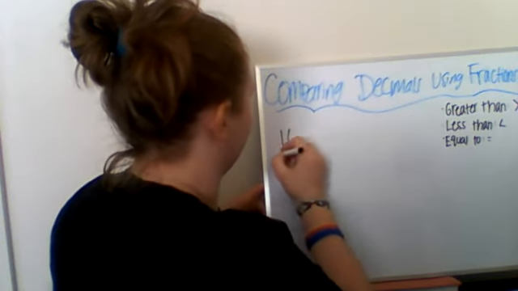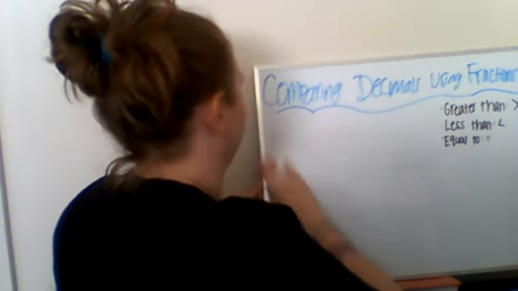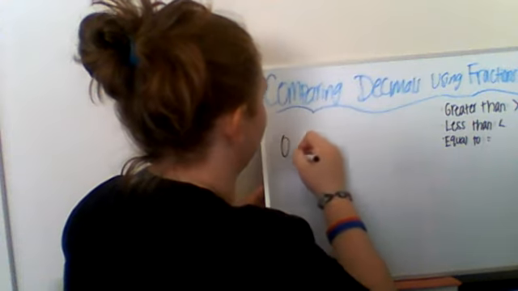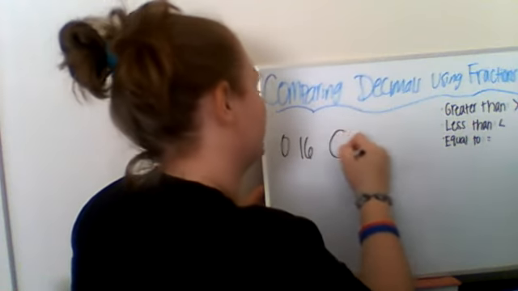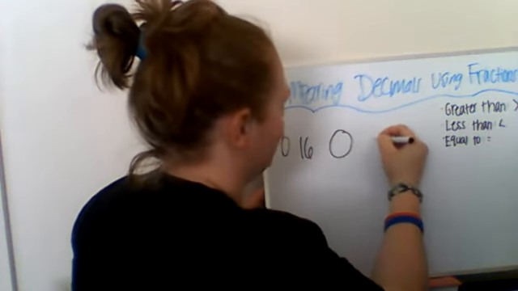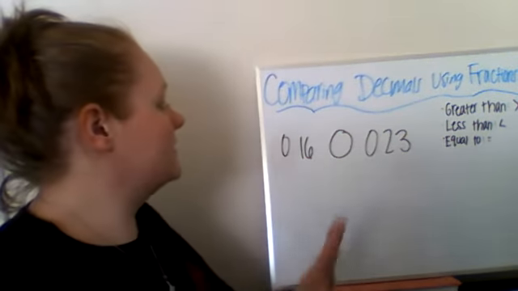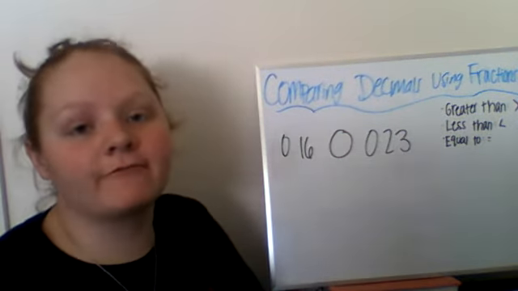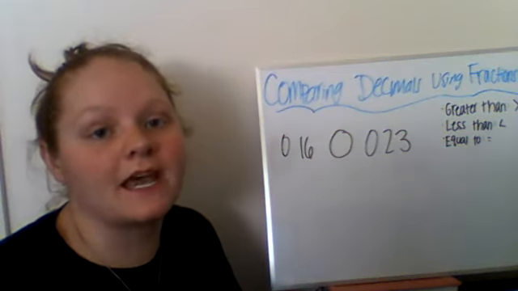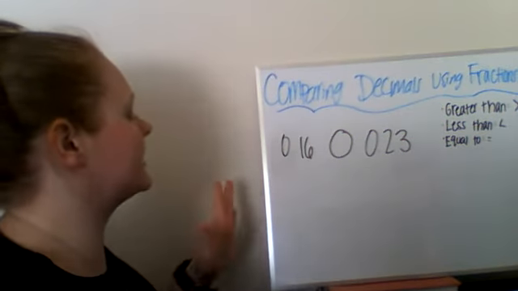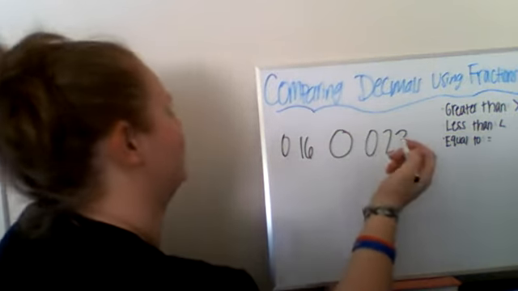So if I give you the example 16 hundredths, well, hang on. Yeah, let's do 16 hundredths. I was about to give you the fraction form to it. Don't want to do that yet. And 23 hundredths. To be able to do this, I need to have my fraction form to be able to put that into my hundredths block. So let's convert these decimals into fractions real fast.